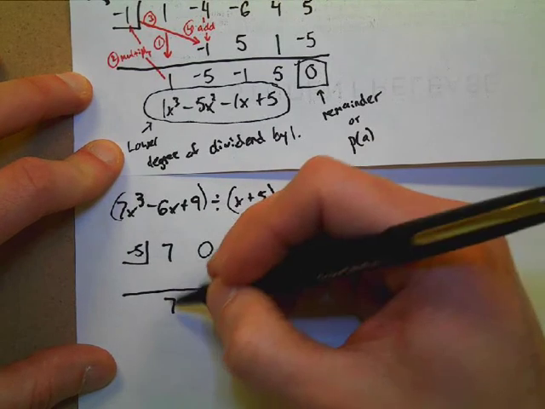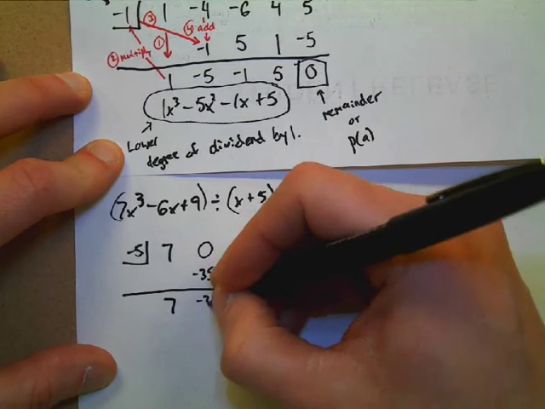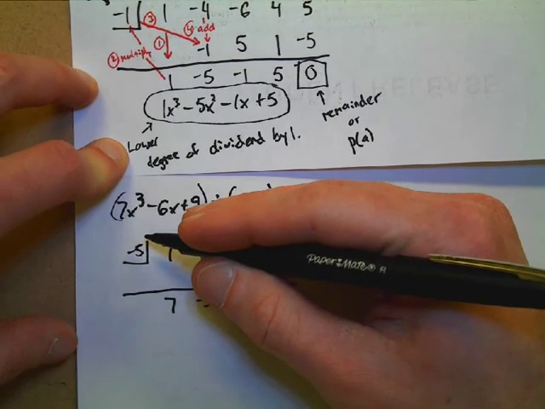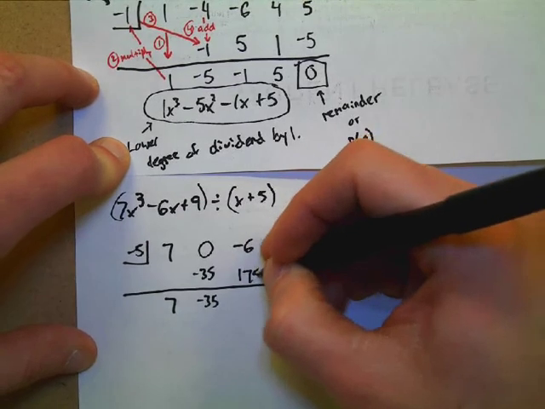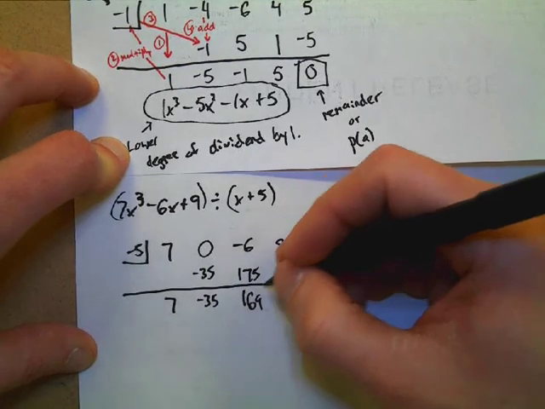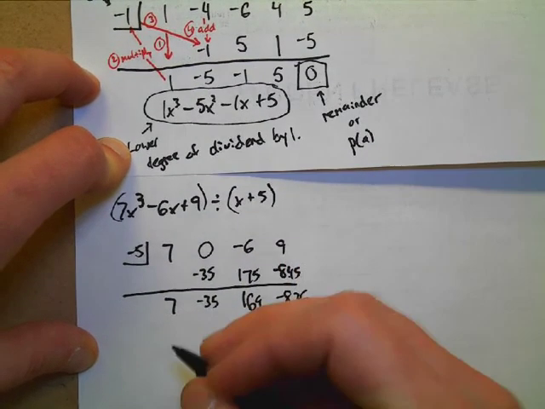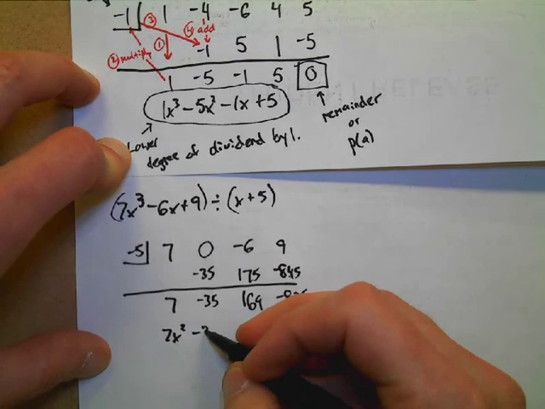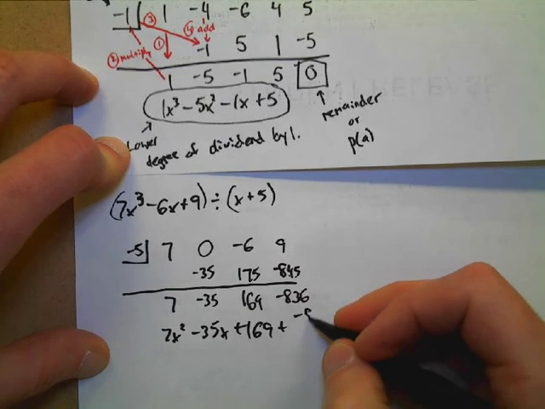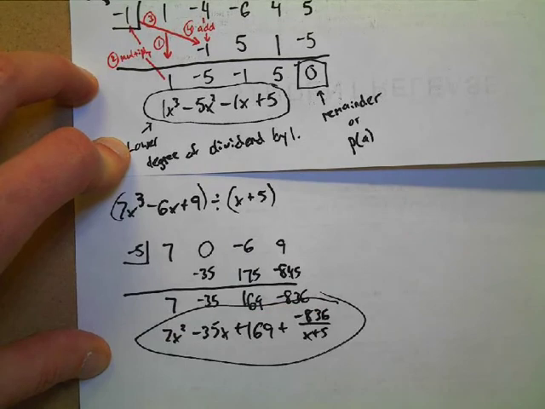7 times negative 5, negative 35. 0 plus negative 35, negative 35. Negative 35 times negative 5. Oh, these numbers are going to get pretty big here. 175. Negative 6 plus 175, 169. 169 times negative 5, negative 845. Add those together, negative 836. So you get 7x squared minus 35x plus 169 plus a negative 836 over the x plus 5 there. Okay, just like that.